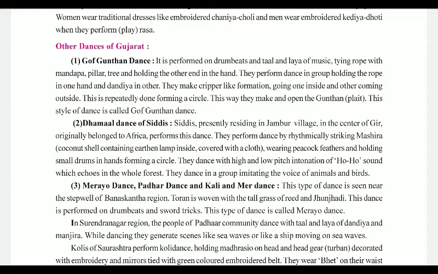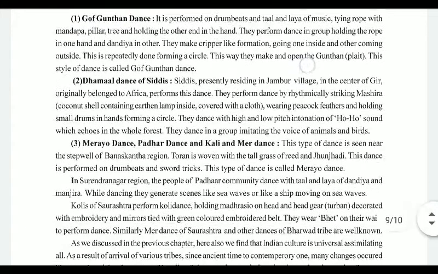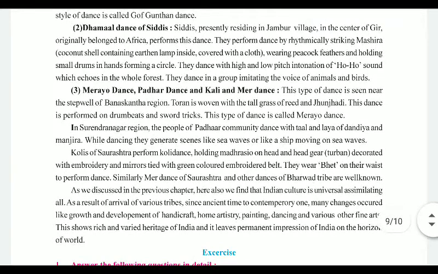Merio dance, Padhar dance, and Koli dance. This type of dance is seen near the stepwells of the Banaskantha region. Toran is woven with tall grass of reed and jonjiri. This dance is performed to drum beats, and this type of dance is called the Merio dance. In the Surendranagar region, people of the Padhar community dance to the tal and lay of dandiya and manjira. While dancing, they create a scene like sea waves, or like a sheep moving on the sea waves.